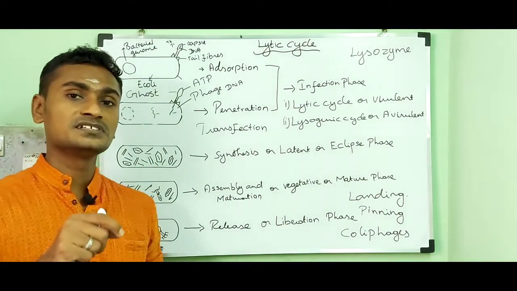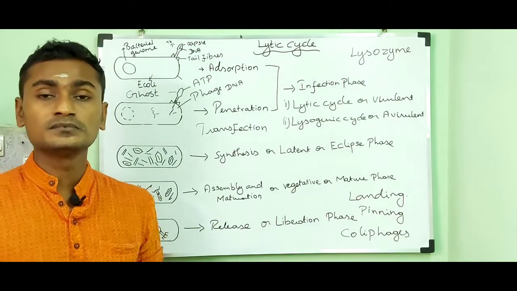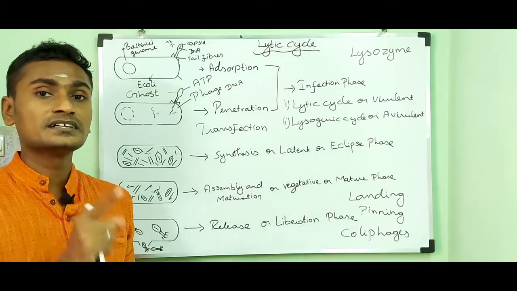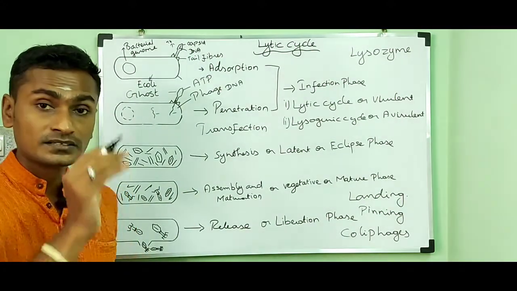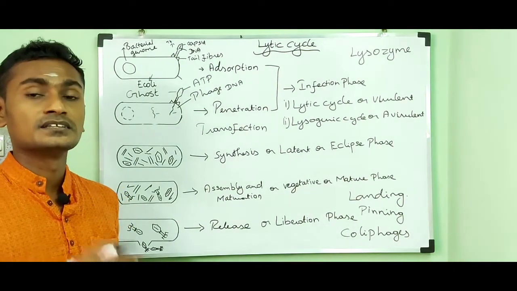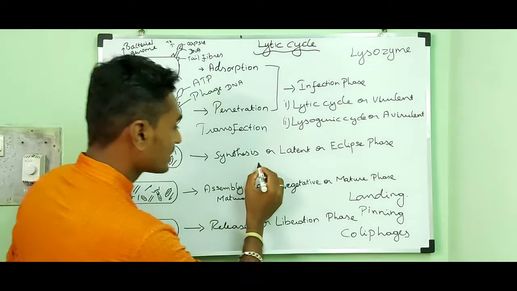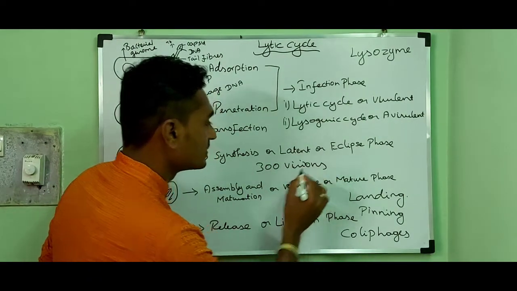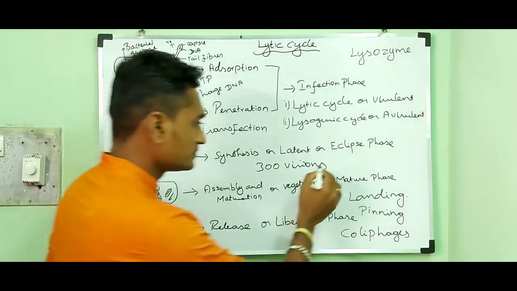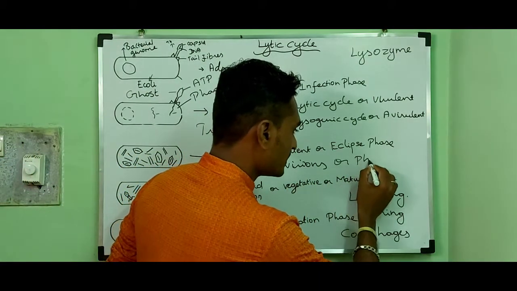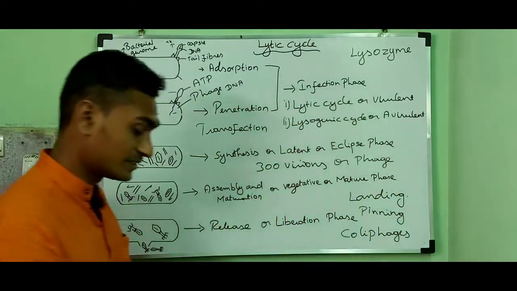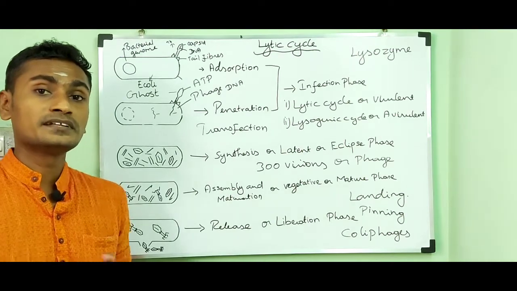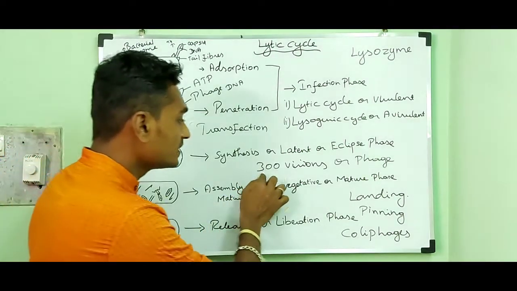After 20 minutes of infection, the bacteriophage can produce 300 virions. 300 virions are phage particles or bacteriophage particles. So in 20 minutes after the infection, the phage particle can multiply and produce 300 virions.